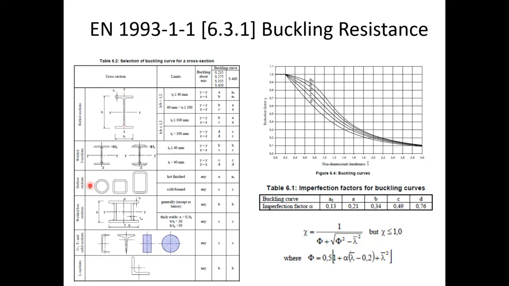That's a rolled I section, for example. If we had a box section, if it's hot finished, I would use curve A in this case, no matter what axis I'm buckling about. If it's cold formed, you would use curve C.